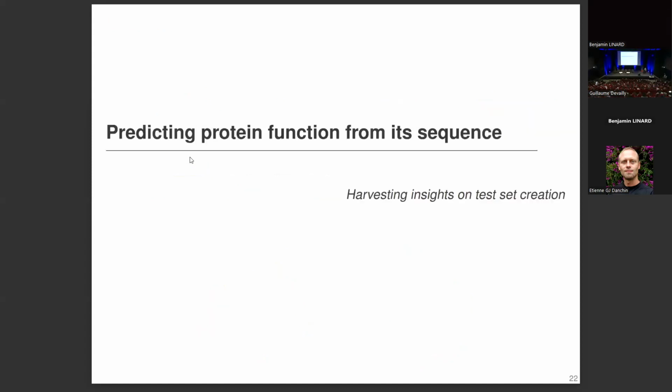Okay. So I'm now going to move on to a second part, which is about predicting a protein function from its sequence. And here it's a much more recent project. And we had, I wouldn't say we had issues, but we put a lot of thought into creating a test set. So I'm going to talk about a few different strategies and the impact on the results.